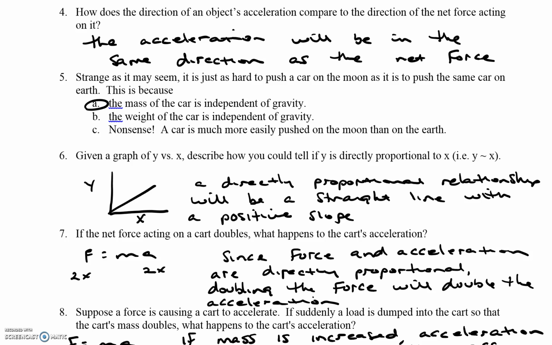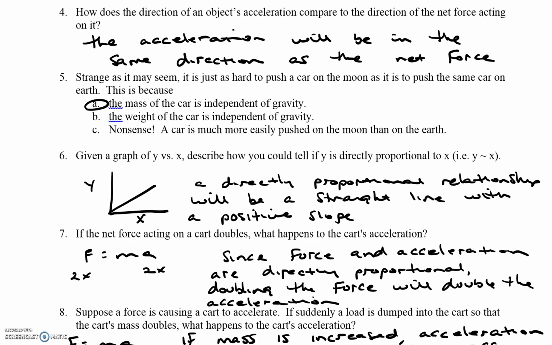Number 5 says, strange as it may seem, it is just as hard to push a car on the moon as it is to push the same car on the Earth. This is because, and our answer would be A, the mass of the car is independent of gravity. So again, we've got F equals ma. The force or the push on the car is going to be dependent on the mass, but not dependent on the gravity.